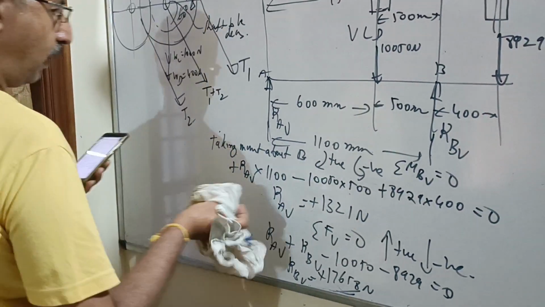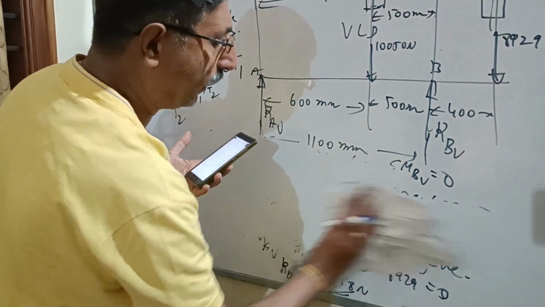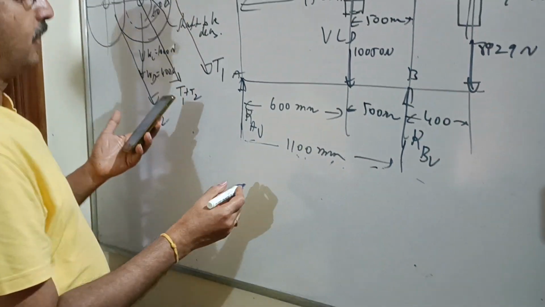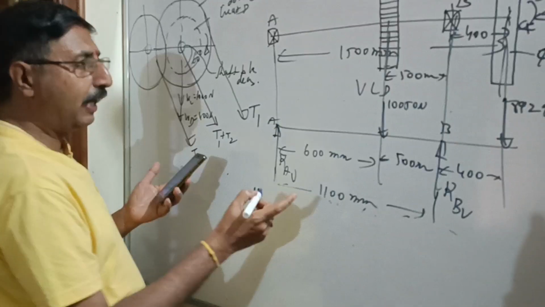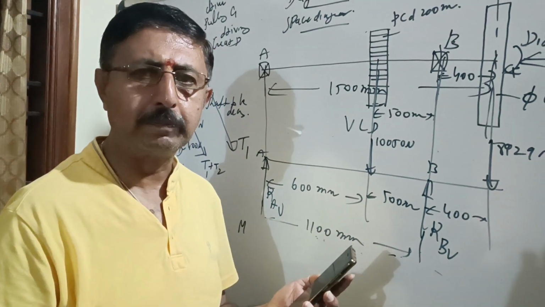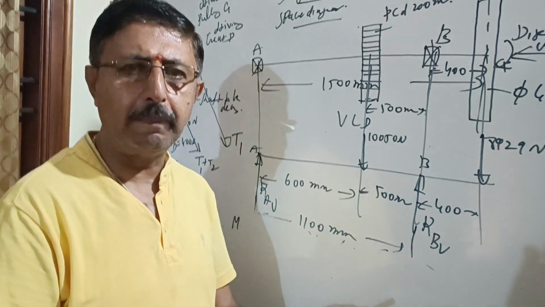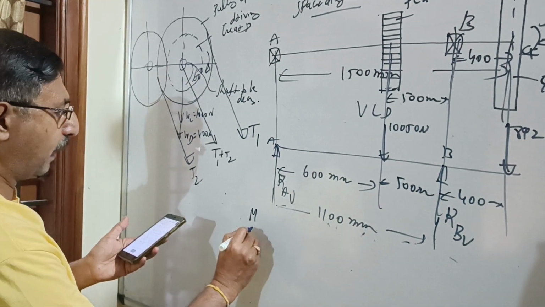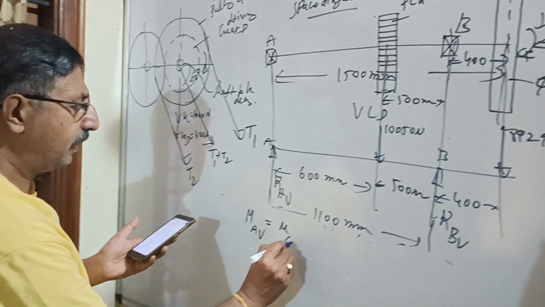Once I find the reactions RAV and RBV, what is the next thing I have to do? I have to find the moment. So let us find the bending moment. What is the bending moment at the end point? Please remember, the bending moment at the end point will always be 0, irrespective of the problem. Always. That is, MAV is equal to MCV equal to 0.